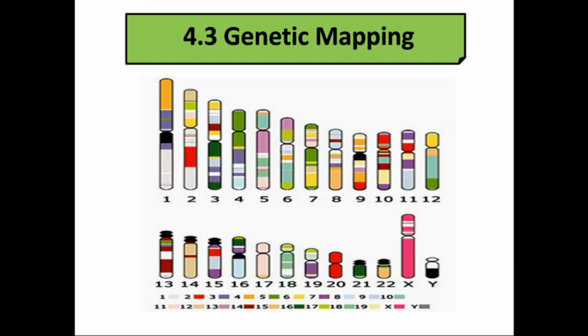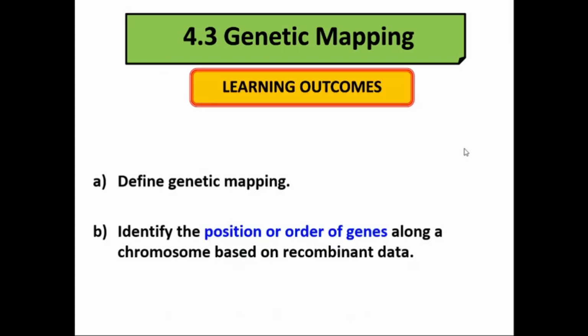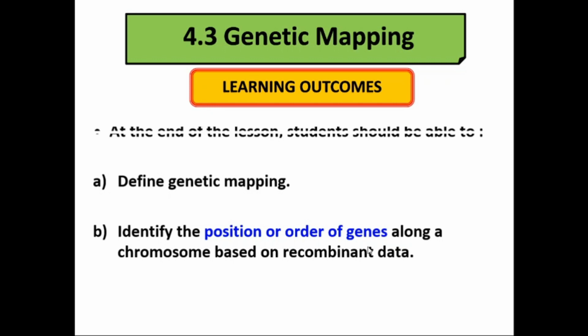For the last part of this genetic inheritance, chapter number 4 is genetic mapping. For this genetic mapping, the first thing that you should be able to do is define what is meant by genetic mapping. The second is to identify the position or the order of the genes along the chromosome based on the recombinant data.